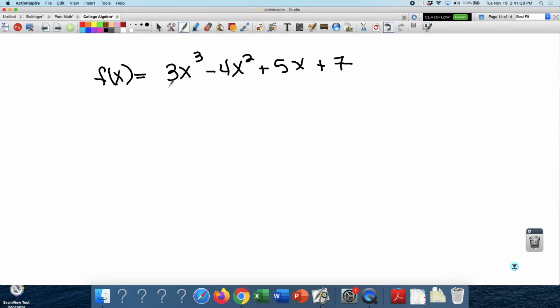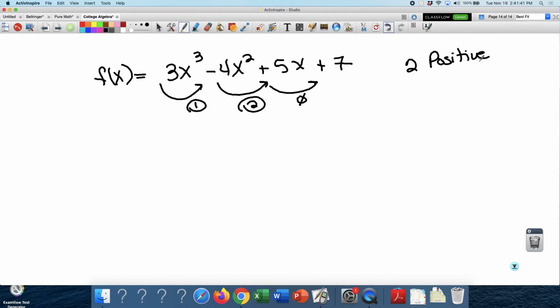Okay, looking at this, it goes from positive to negative, so that's 1. Negative to positive, that's 2. And there's no sign change, so it has 2 positive real roots.